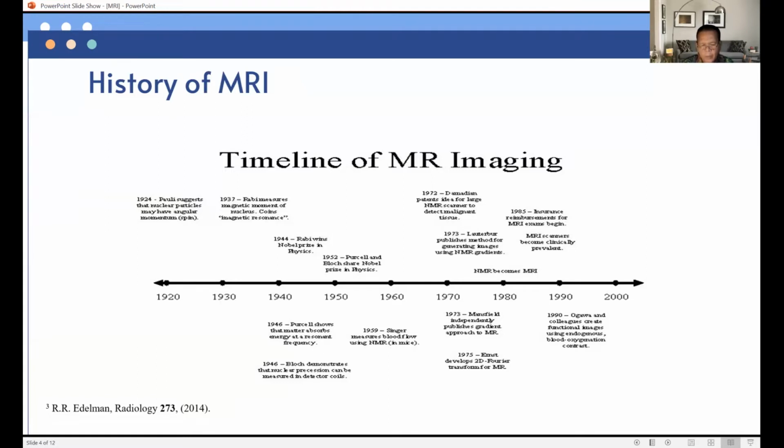In 1959, Singer measured blood flow using NMR in mice, and in 1973, Damadian patented the idea for an NMR scanner to detect malignant tissue. In the same year, Lauterbur published a method for generating images using NMR gradients. In 1975, the three-dimensional Fourier transform for MR. In 1980, NMR was renamed MRI, and in 1990, Ogawa and colleagues created functional images using endogenous blood oxygenation contrast.